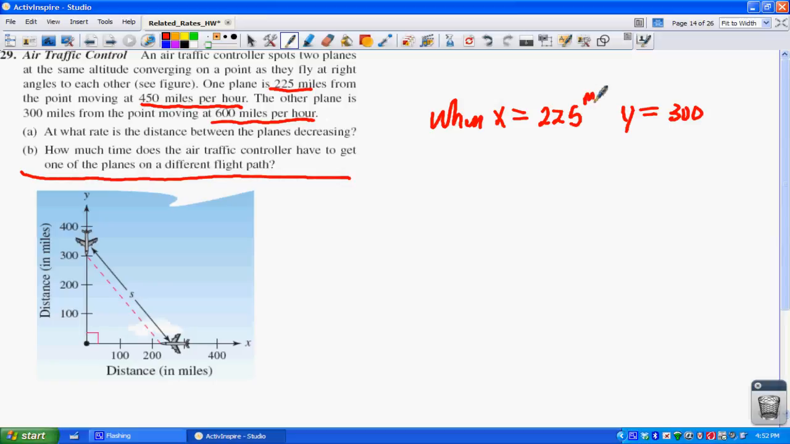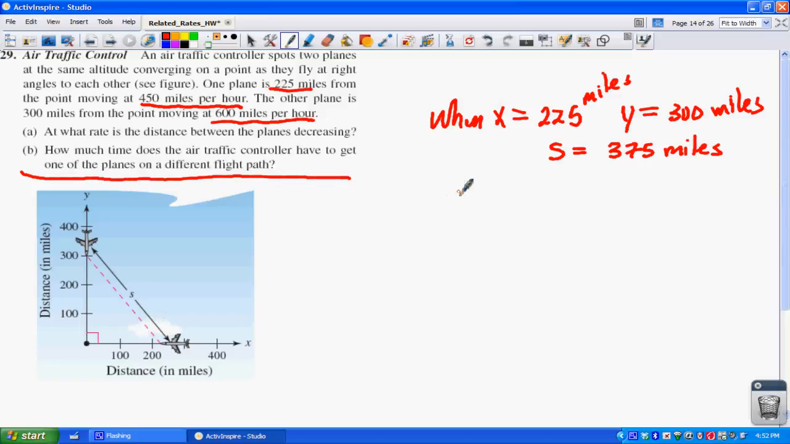Okay, so far that's where they are right now at that point in time. What was the distance between them at that point in time? Well, the distance was represented by s, and when we found that distance, it worked out to be 375 miles. So they're 375 miles apart at that point in time.